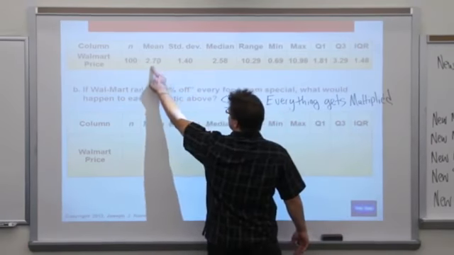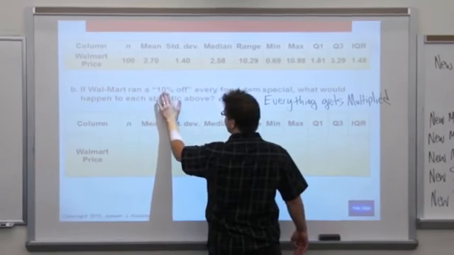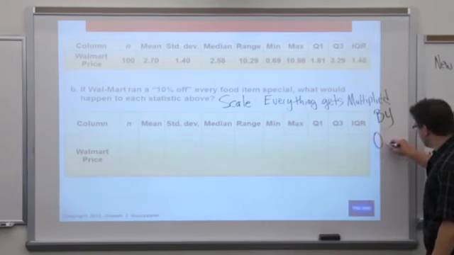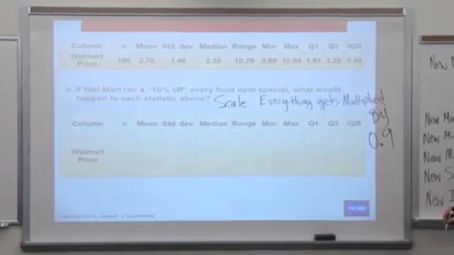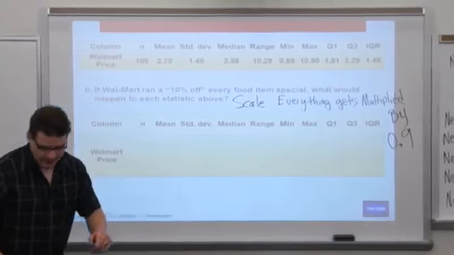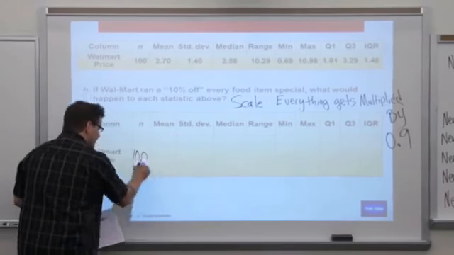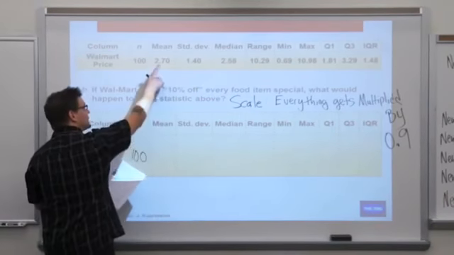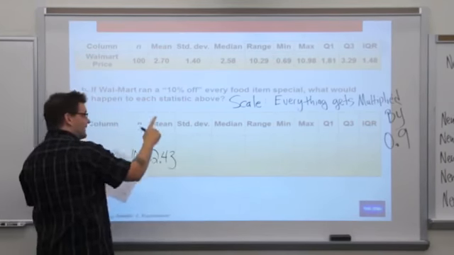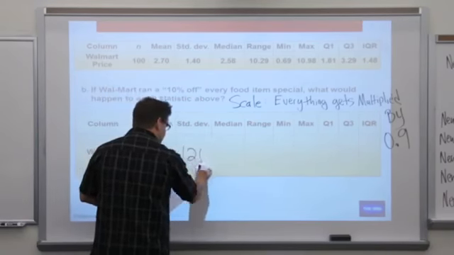If the old mean was 2.70, then the new mean is 90% of 2.70. I'm subtracting 10% off. Everything gets multiplied by 0.9. Measures of center, measures of spread, all those measures of position by 0.9. So, I can't really do this one in my head. I wrote them down. We still have 100 data values. The new mean used to be 2.70. New mean is 2.43. Standard deviation will get multiplied by 0.9. New one is 1.26.